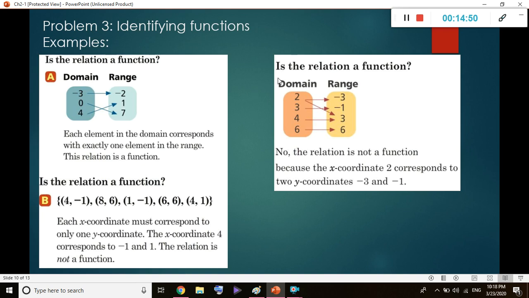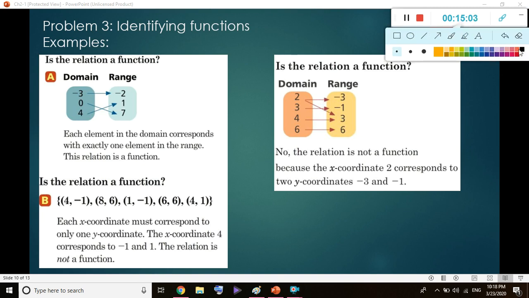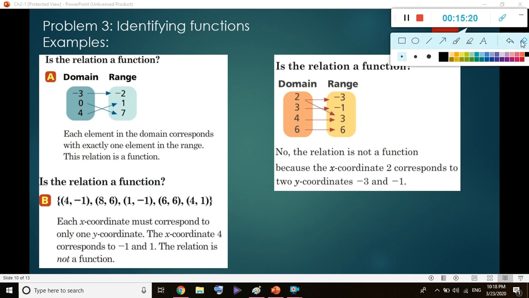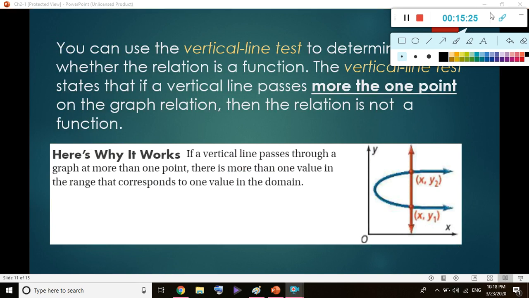So let's go for the third example we have here. We have these domain and these range. We're gonna check. Now from 2, it gives me how many outputs here or how many ranges. Negative 3 and 3. So from the beginning, this is not a function. The relation is not a function because the x coordinate 2 corresponds to 2 y coordinates. We're done with the first 2 ideas, I guess, or 3 ideas. Okay, let's go for the next idea here.